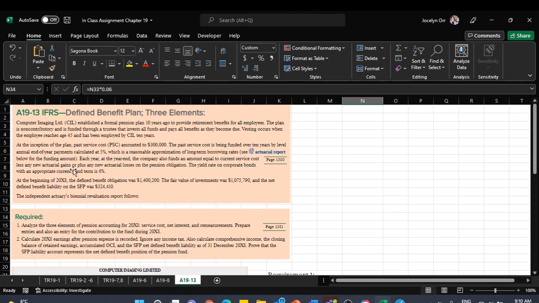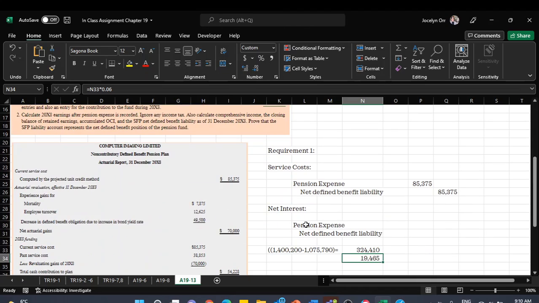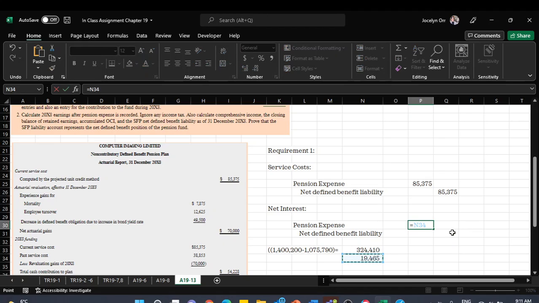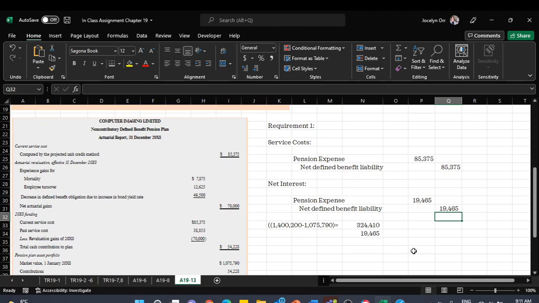It is the yield rate on corporate bonds with an appropriate currency and term. So it's that comparable yield rate. So my pension expense is going to increase by $19,465, which again is taking my obligation minus the fair value and multiplying by my yield rate. Okay.